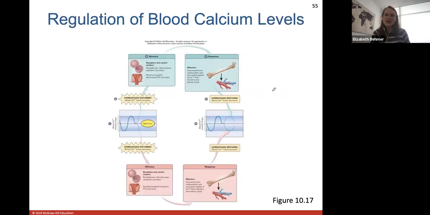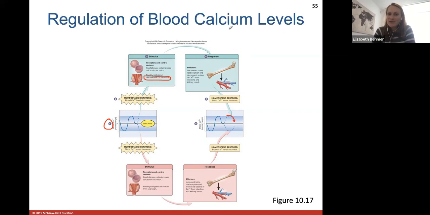So this shows regulation of blood calcium levels. So again, at number 1, we have our normal homeostatic range of blood calcium levels. And if homeostasis is disturbed or blood calcium levels increase more than they should, then we have receptors which will decrease parathyroid secretion of the parathyroid hormone. So that will decrease bone reabsorption and decrease calcium uptake from your intestines and kidneys to try to get these calcium levels back down into normal range.